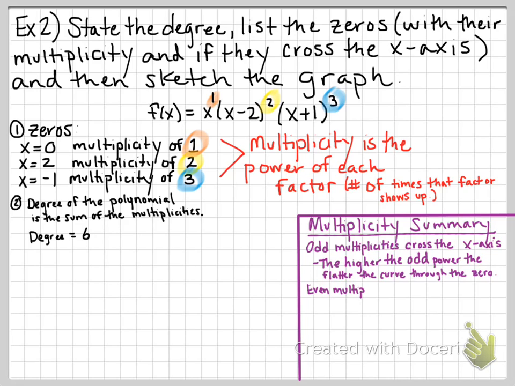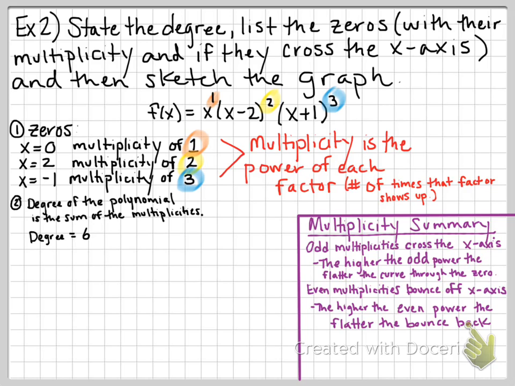For even multiplicities, they're not going to cross the x-axis, they're going to reach the x-axis and bounce back. The higher the even power, the flatter the bounce back is going to be. So here's a couple pictures that you might want to get in your notes. It's very similar to some notes we took last week on what different curves look like, odd and even.